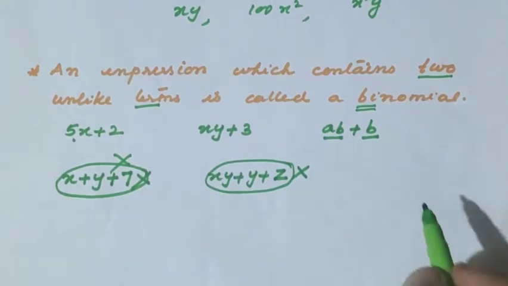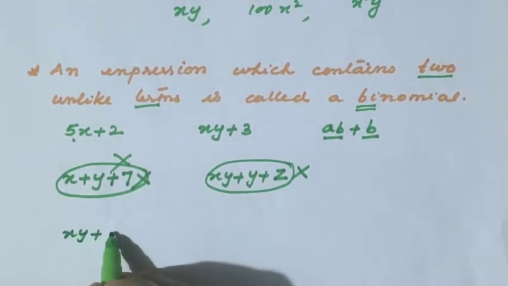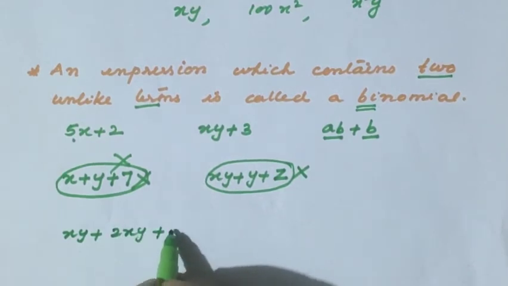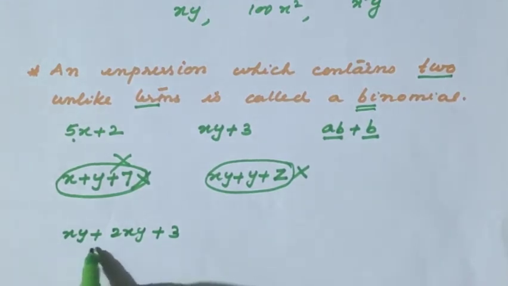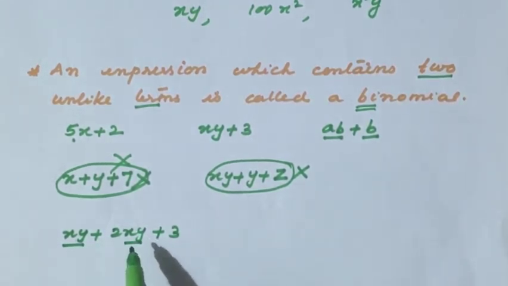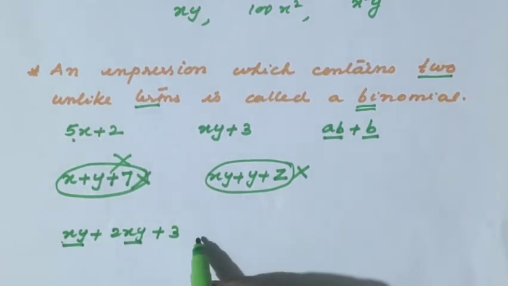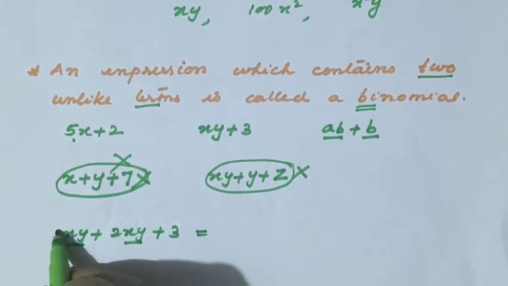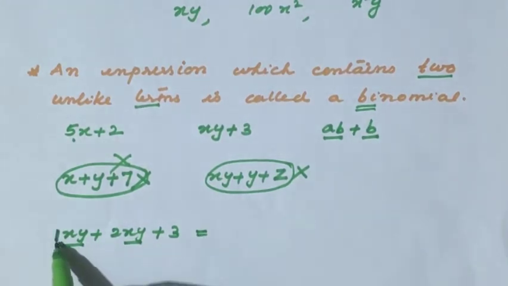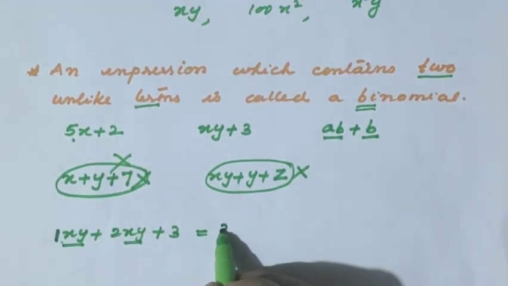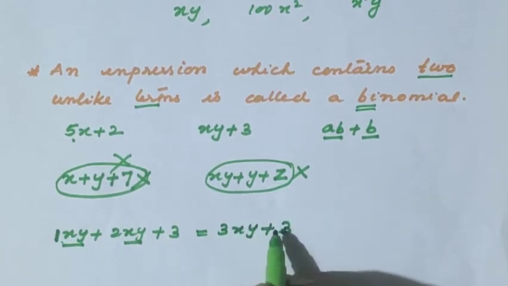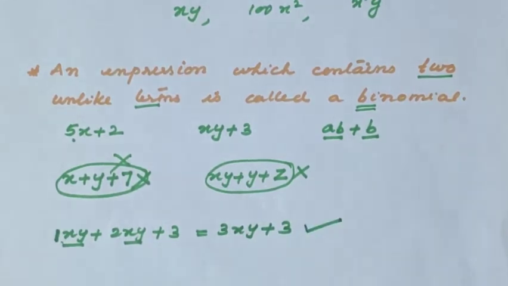Now let us see this example. xy plus 2xy plus 3. By looking you can see that three terms are there, but what is the term here? xy and 2xy, both are like terms. In such cases, if the question asks whether it is a monomial or binomial, we should simplify this one. That means the numerical coefficients we should add, because 1xy plus 2xy is totally 3xy, plus 3. So how many terms after the simplification are we getting? Two terms. So this is an example for binomial.